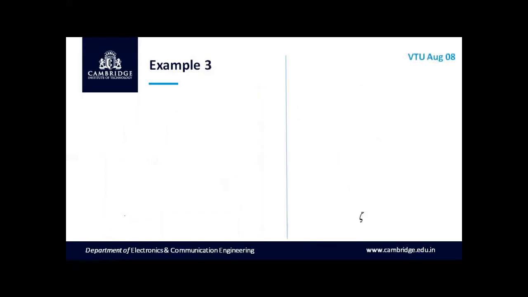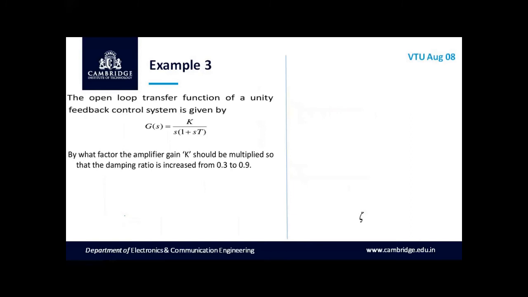Let us try a different problem now. The open loop transfer function of a unity feedback control system is given by G of s is equal to K divided by s into 1 plus sT. By what factor the amplifier gain K should be multiplied so that the damping ratio is increased from 0.3 to 0.9? So you are given a unity feedback control system G of s, and we have to find the factor K, and the given data is the damping ratio increasing from 0.3 to 0.9.